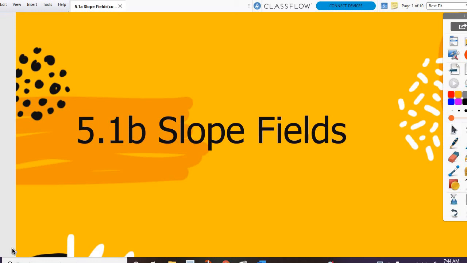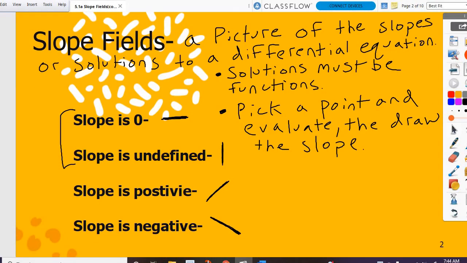Yesterday we began looking at slope fields as a visual representation of our differential equations. So a couple of things to remember. Our slope fields are going to be pictures of the slopes of solutions to a differential equation. Something that's important to remember is that solutions must be functions. We're going to pick points, evaluate, and then draw the slope. And here were a couple of the key slopes that we tend to want to look for.